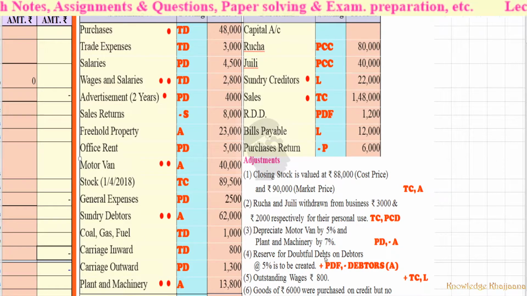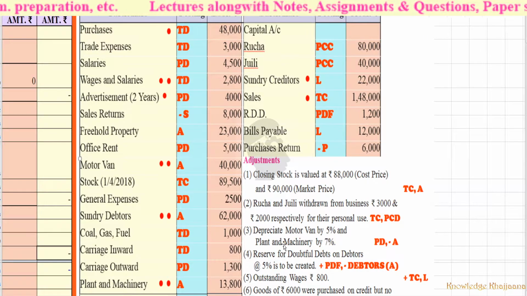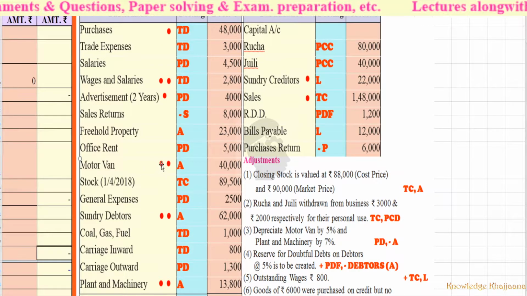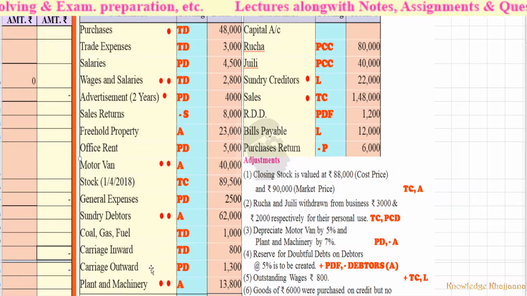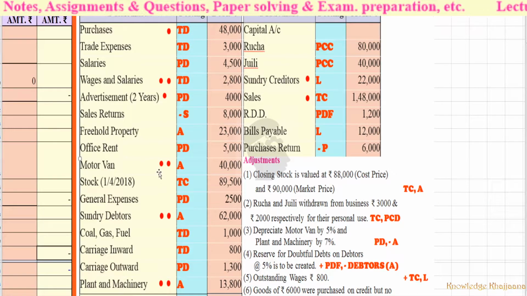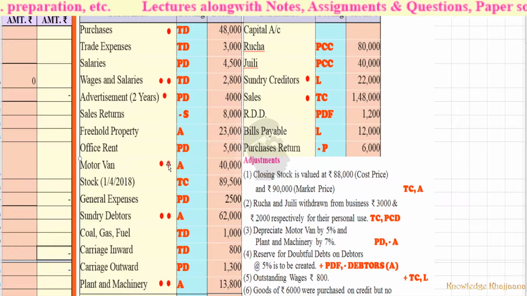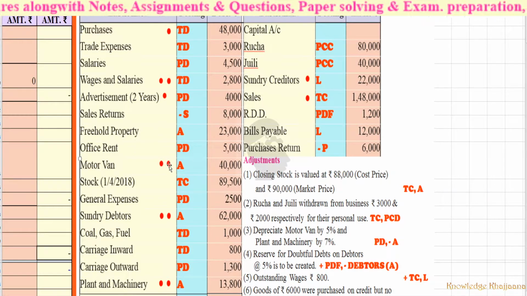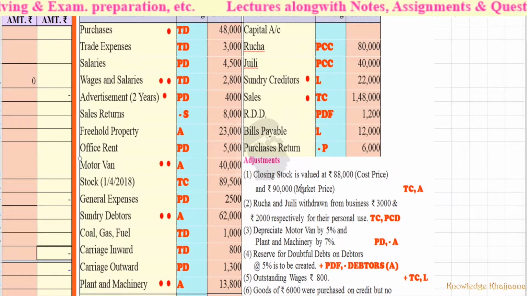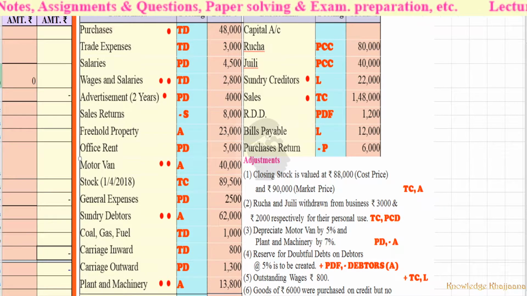For their drawings, no marking. But for depreciation of the motor van and for plant and machinery, we have to make two markings each against motor van and plant and machinery. Why two markings? One marking for depreciation: we have to deduct that much depreciated value from the fixed asset, and we have to record that depreciation on the profit and loss account debit side. So for the two recordings, we have to record the two adjustments given below the trial balance. So make two dots against motor van and two dots against plant and machinery, right?